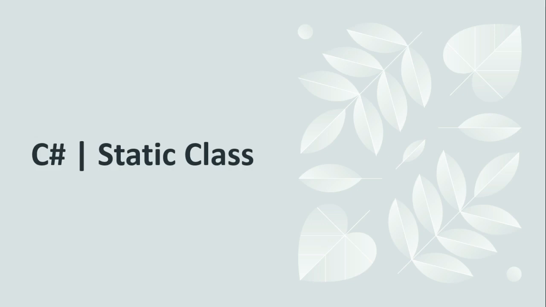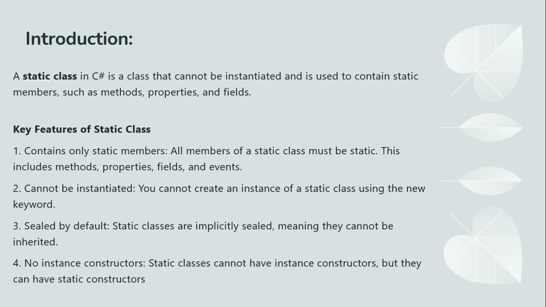Hello developers. In this video, we will learn about static class in C Sharp. A static class in C Sharp is a class that cannot be instantiated and is used to contain static members such as methods, properties and fields.